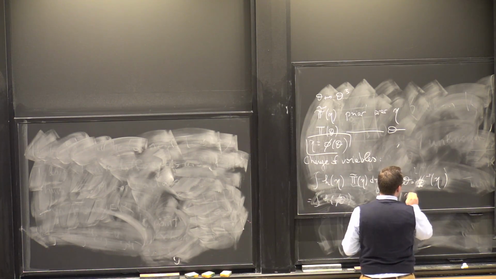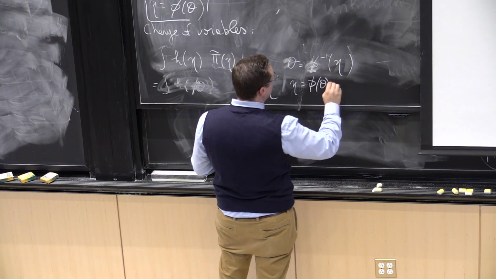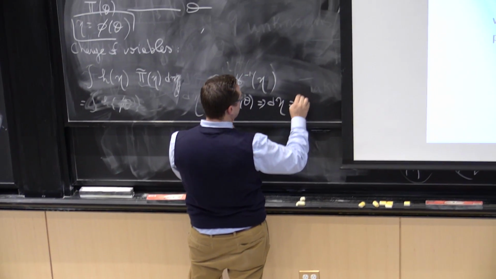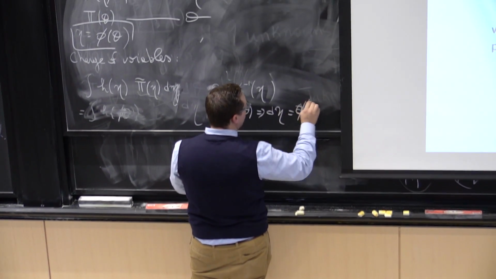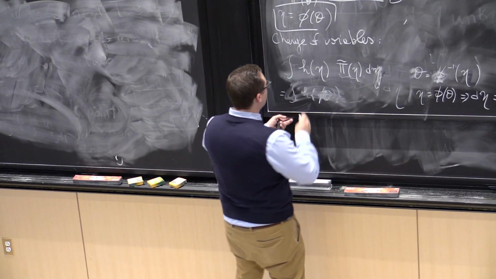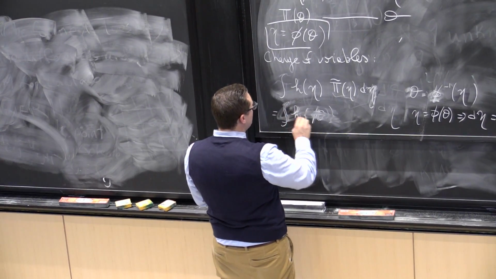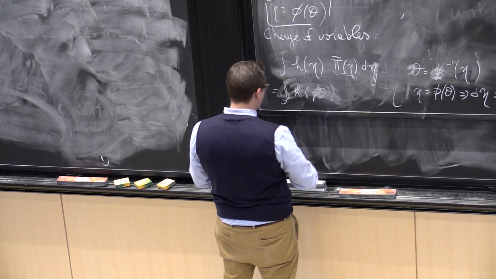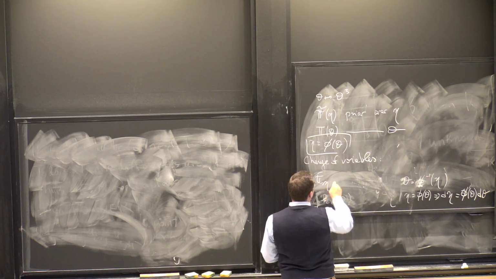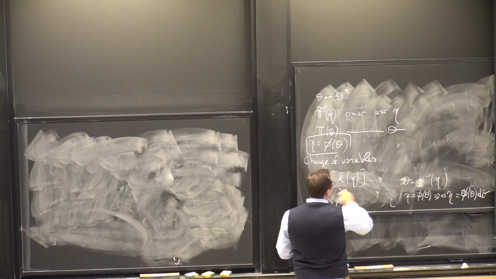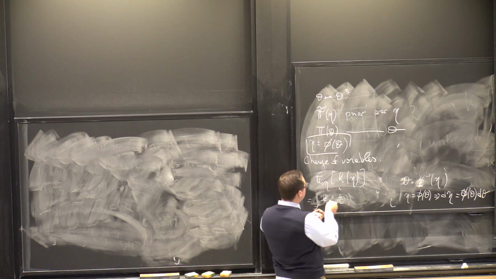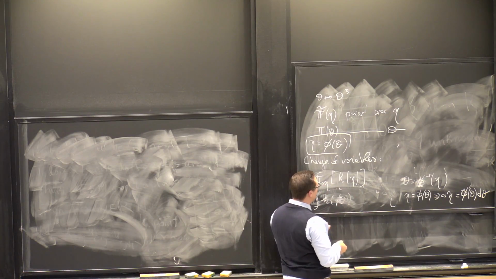So eta is phi of theta, which means that d eta is equal to phi prime of theta d theta. So when I'm going to write this, I'm going to get the integral of h. Actually, I'm more comfortable writing this as the expectation with respect to eta of h of eta. Okay, so that's just eta drawn from the prior. And I want to write this as the integral of h of eta times some function, right?